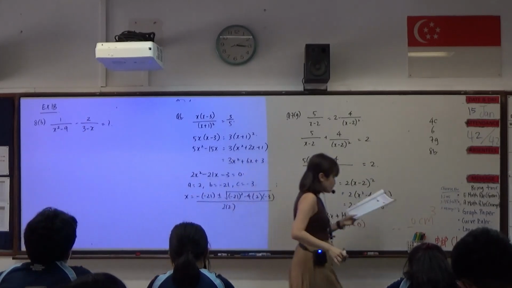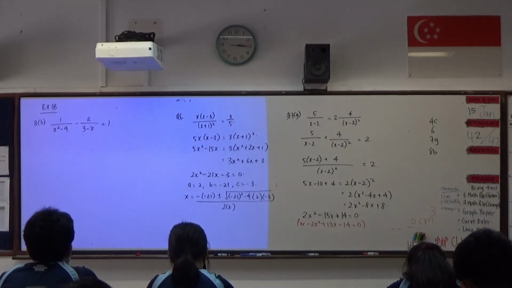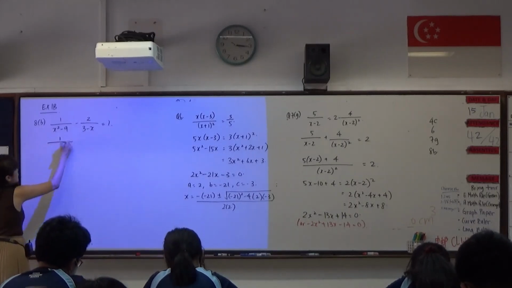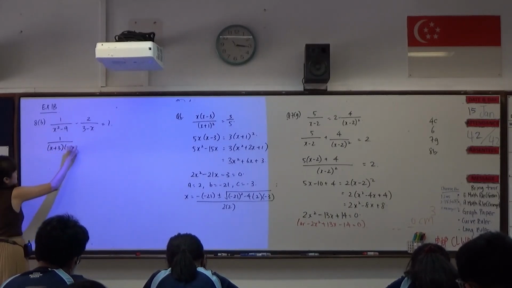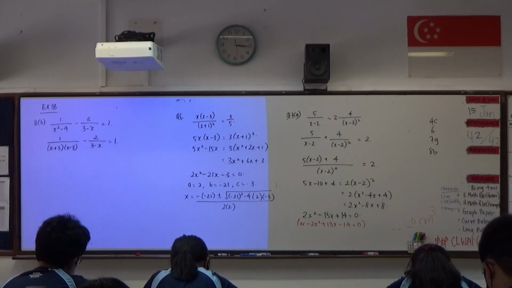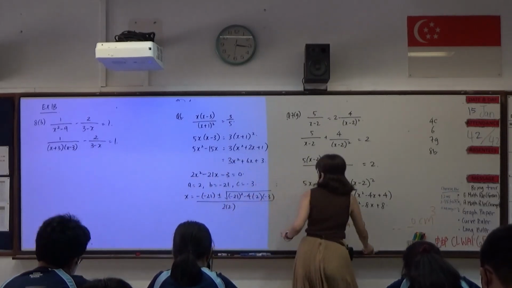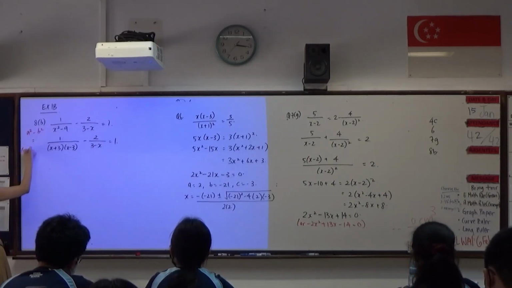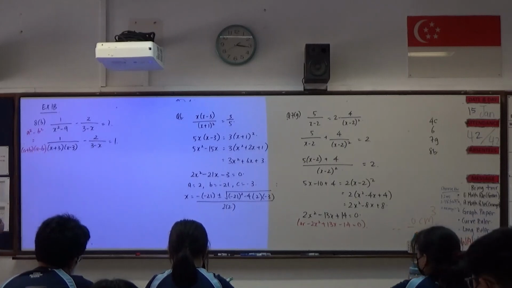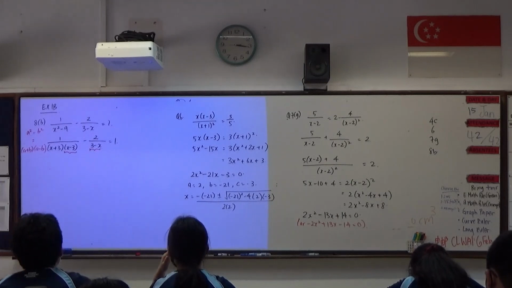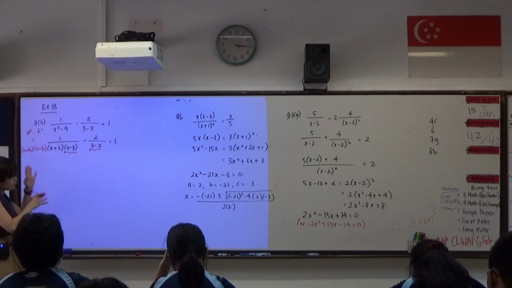So we have 1 over x squared minus 9 minus 2 over 3 minus x equals 1. I hope most of us will be able to see that x squared minus 9 is x plus 3 times x minus 3. That is by your factorization identity that you learned last year, a squared minus b squared, which gives us a plus b, a minus b. So we have this x minus 3 factor over here and this 3 minus x factor. They look the same but they are definitely different. They are not equal to each other. So we need to do some manipulation.